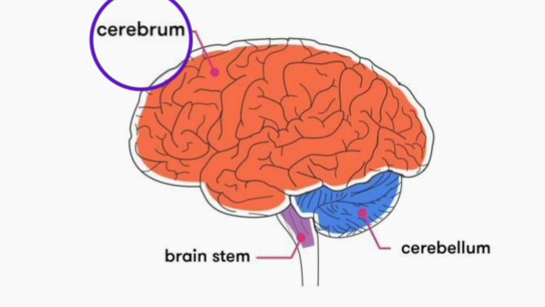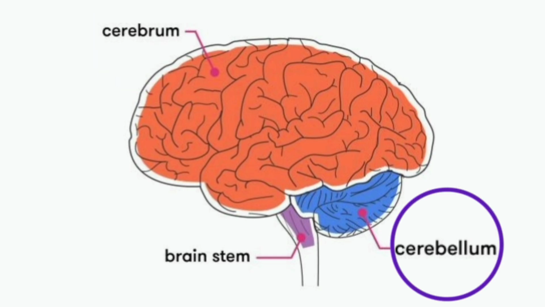Number two, the cerebellum. The cerebellum lies inferior to the cerebrum at the back of the head. It is mostly involved in coordination of motion and the motor activities.